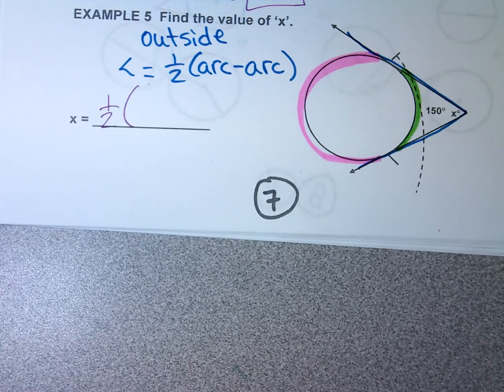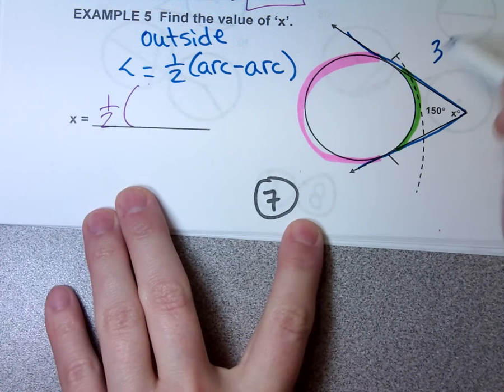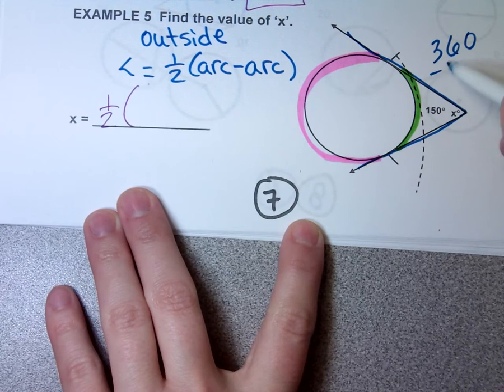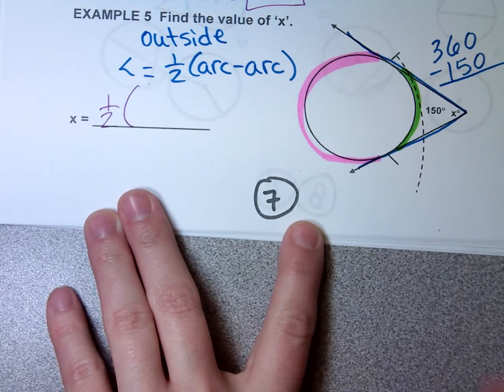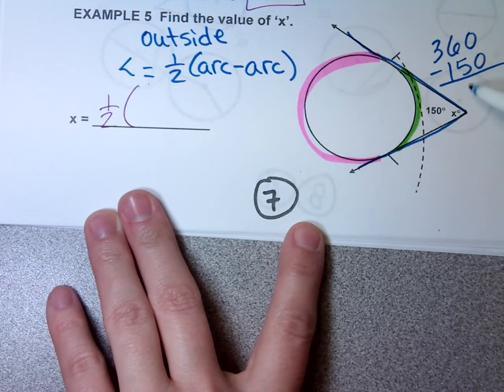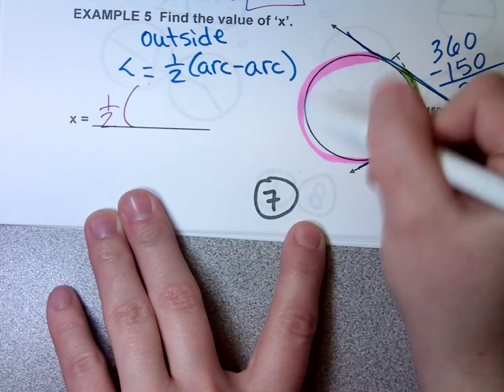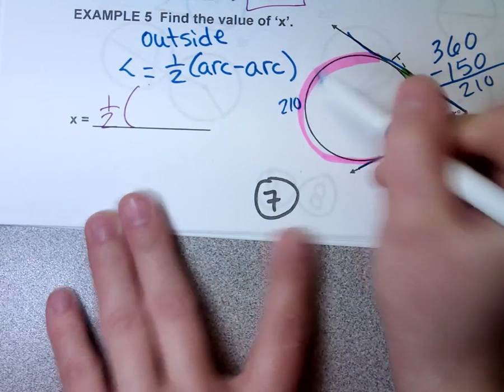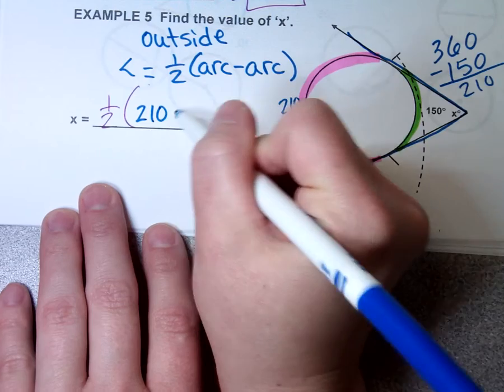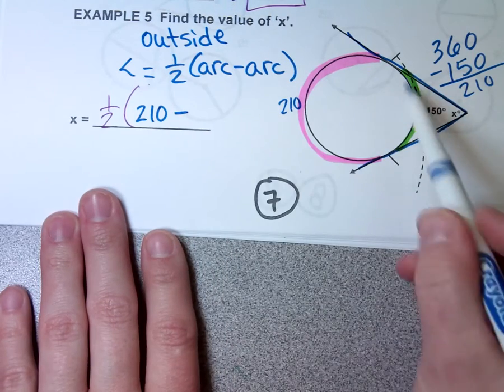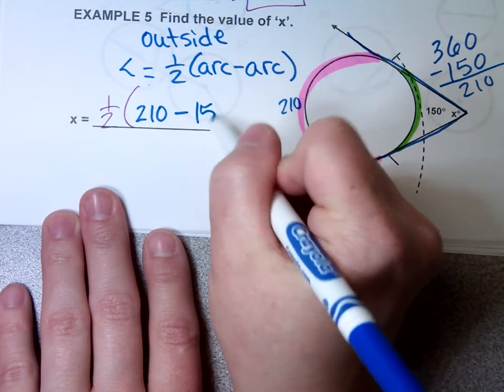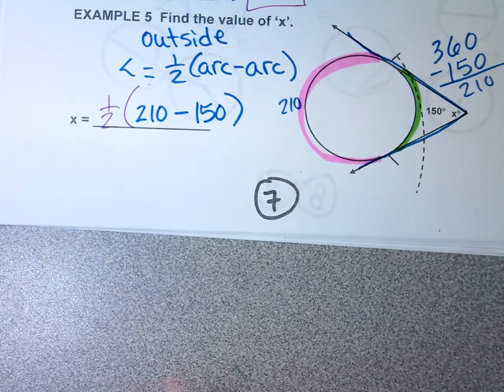Do you know what that big arc is? 210. How much? 210. How do you know 210? Good. In a full circle, it should equal 360. So if we take 360 minus 150, then that makes 210. So this whole arc here is 210. So I take the big arc minus the little arc, and how much is the little one? 150. Okay, take a second and calculate that one for me.